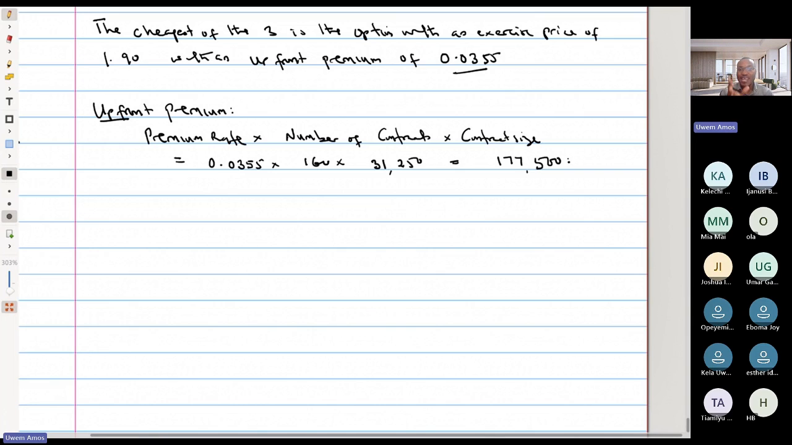Once you pay that 177,500, you then have the option, which is the right, to buy pounds at 1.90. 160 contracts of 31,250, so what do we have? If you do go ahead, you're going to spend 9.5 million. Now let's see how the option will work compared to futures.